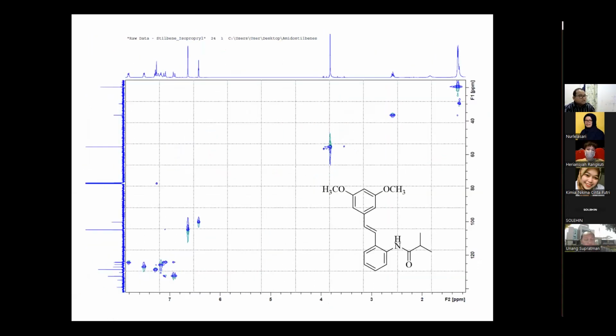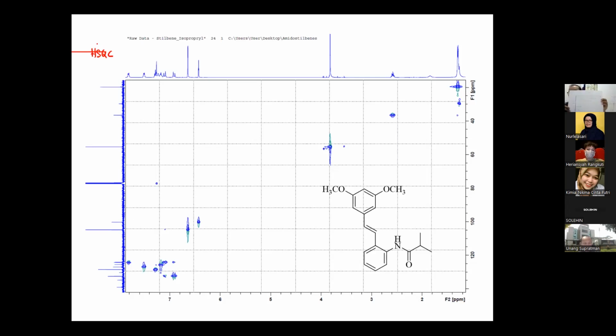Okay, this is SFC. As I said, first, simple analysis for the proton. Second one, carbon. Third one, simple analysis for the depth. Last one, we proceed with the HSQC. This is the HSQC. Open the HSQC signal. No problems.